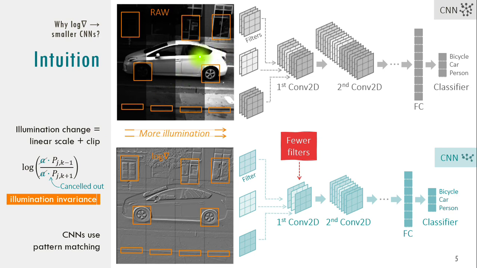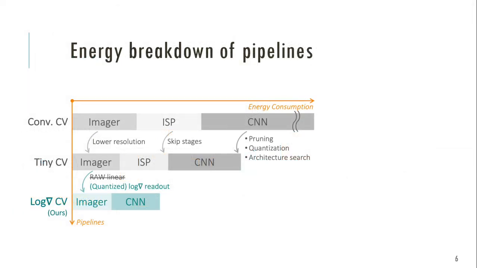For example, here I showed a car under 4 illumination levels. If we want to detect all three windows here, we might need 3 filters for the raw image. Instead, in comparison for the log gradients, all of the illuminations are normalized to the same level. So this means we only need 1 filter to detect all of the windows. This is what I meant by fewer filters. I want to point out that this is only an intuition for our motivation.